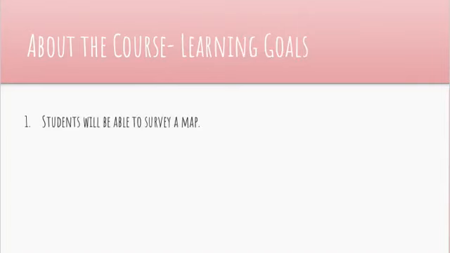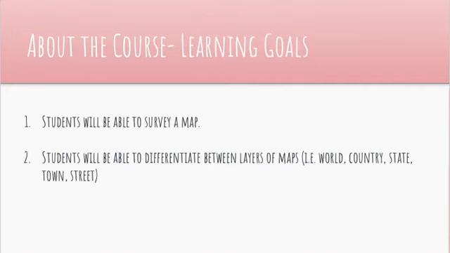The first one is that students will be able to survey a map, so they'll be able to look at it and make sense of it: which way's north, look at a compass rose, read a map key, things like that. The second learning goal is that students will be able to differentiate between the layers of maps, so they can tell the difference between a world map and a country map, and a map of Massachusetts compared to a map of their street.